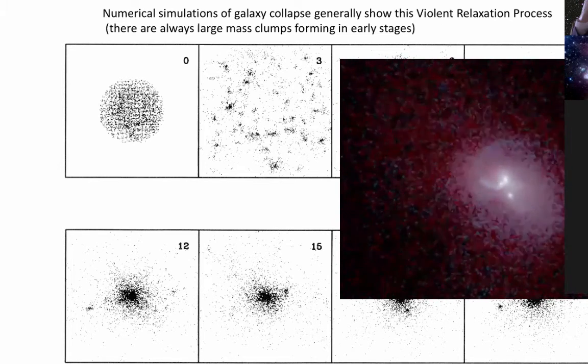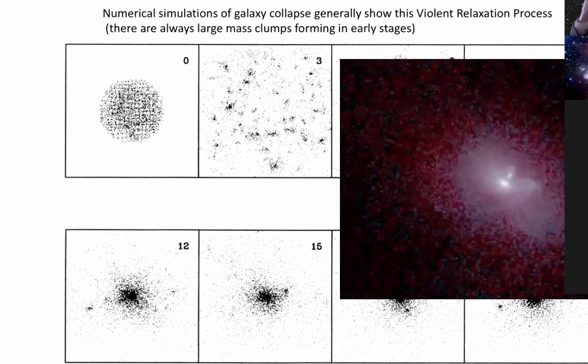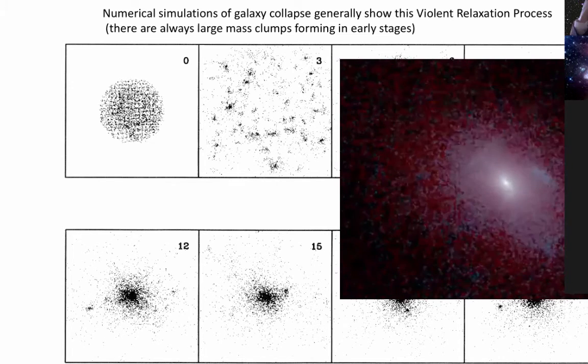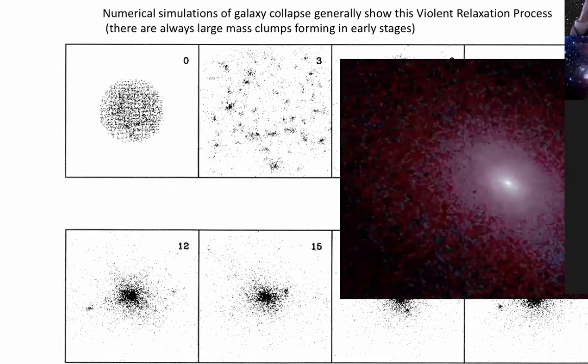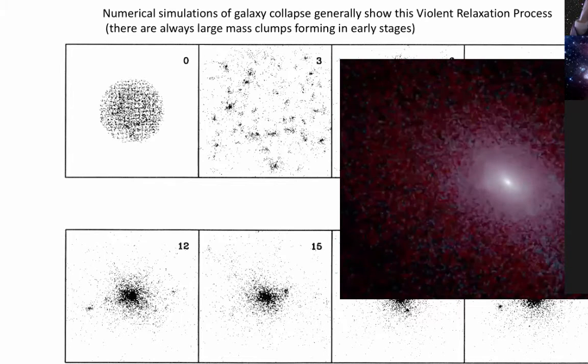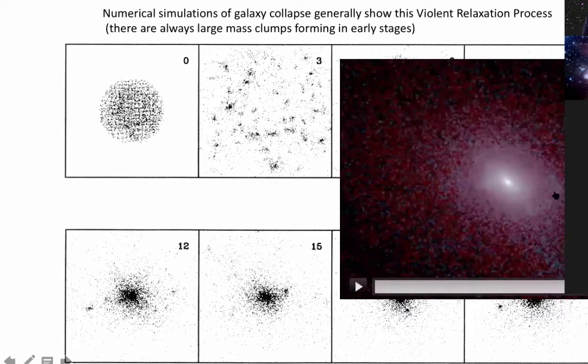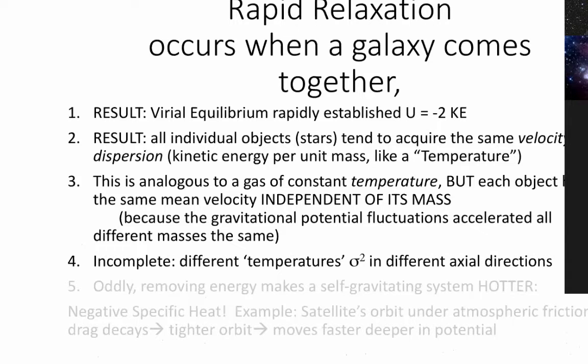The random velocities are just taking over. There's no disk now. Any disks that were there are destroyed by this process. It's going to take a while for the disk to form. This thing here looks amazingly like an actual elliptical galaxy. What are some of the effects of this violent relaxation process?